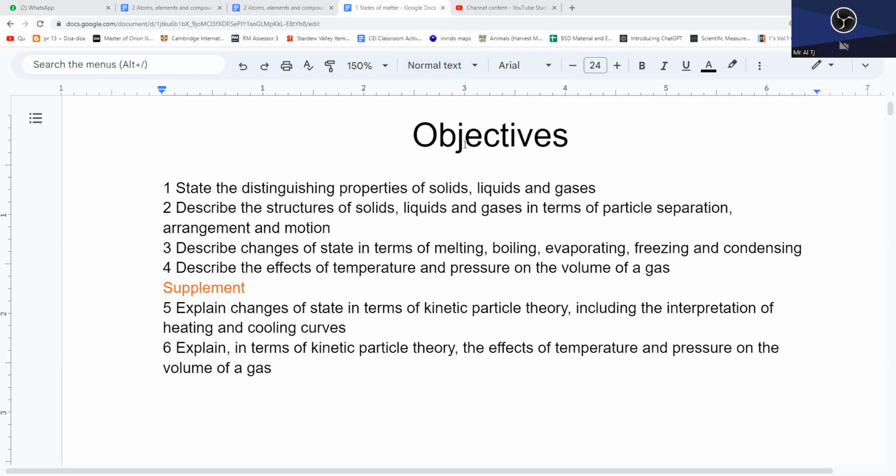Okay, hello guys. So this is going to be the recording of our lesson on the topic of the first chapter, the states of matter. This is our objective for today. We're going to have 6 objectives that we're going to cover in this meeting. The first topic is about the distinguishing properties of solids, liquids, and gases. Okay. Let's go for this one here.